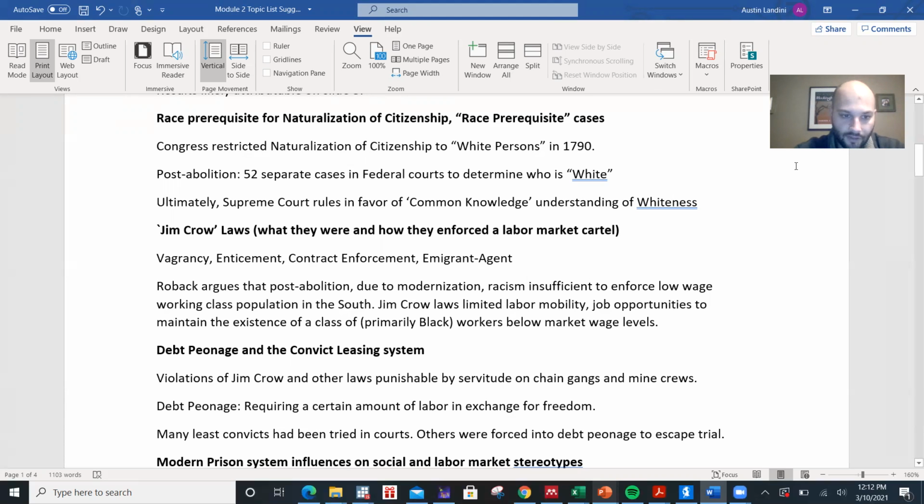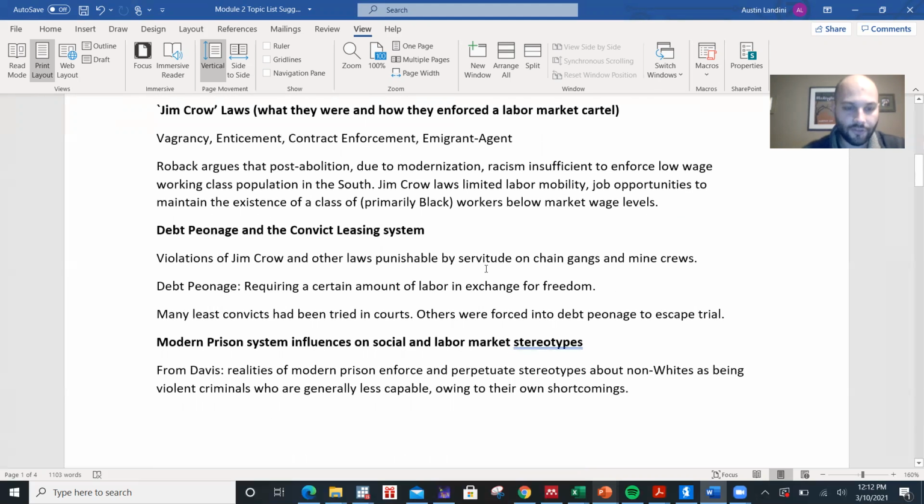Out of this, violations of the Jim Crow law and other laws would have been punishable by servitude on chain gangs and in mine crews. So by debt peonage, we just mean requiring a certain amount of labor in exchange for freedom.